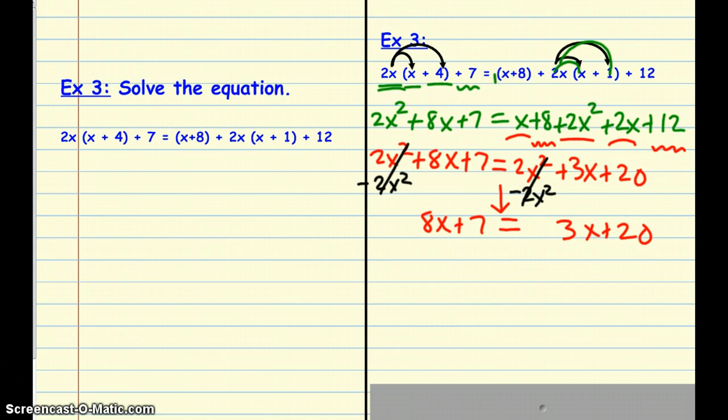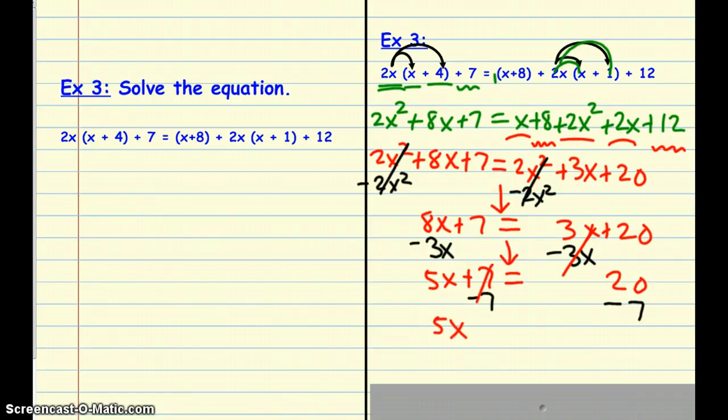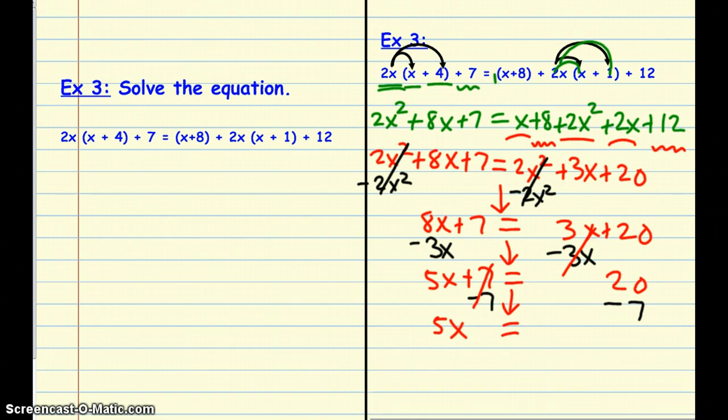And now I want to try and get all those x's on one side again, so I'm going to subtract 3x from both sides, and I subtract 3x because 3x is positive. So that gives me 5x plus 7. Bring my equals down, and equals 20 because those had canceled. Then I'm going to subtract 7 from both sides, and that gives me 5x. The 7's cancel. Bring my equals, and 20 minus 7 is 13.